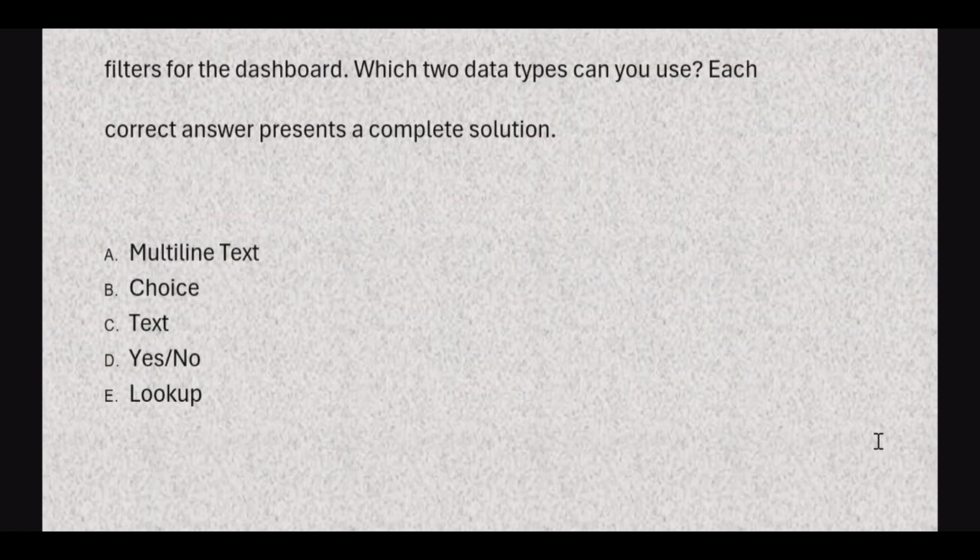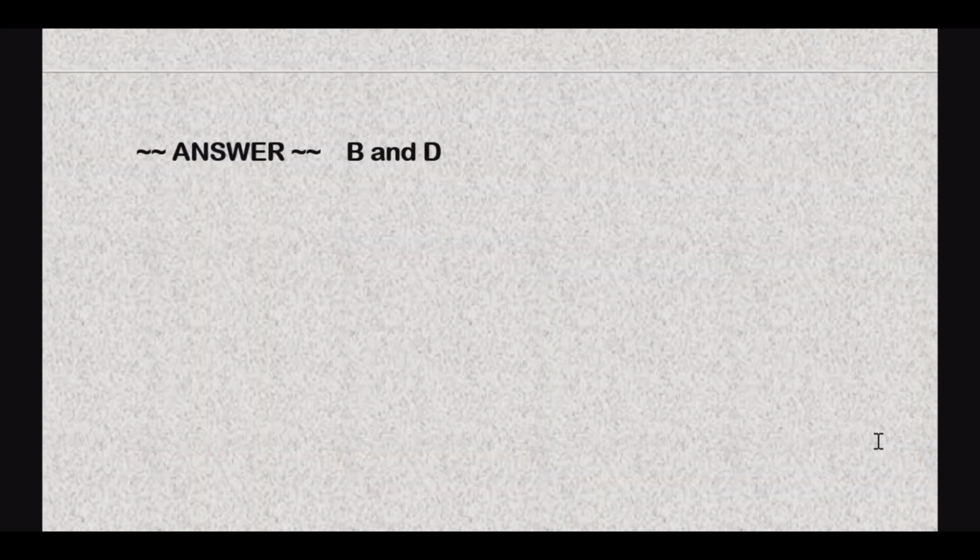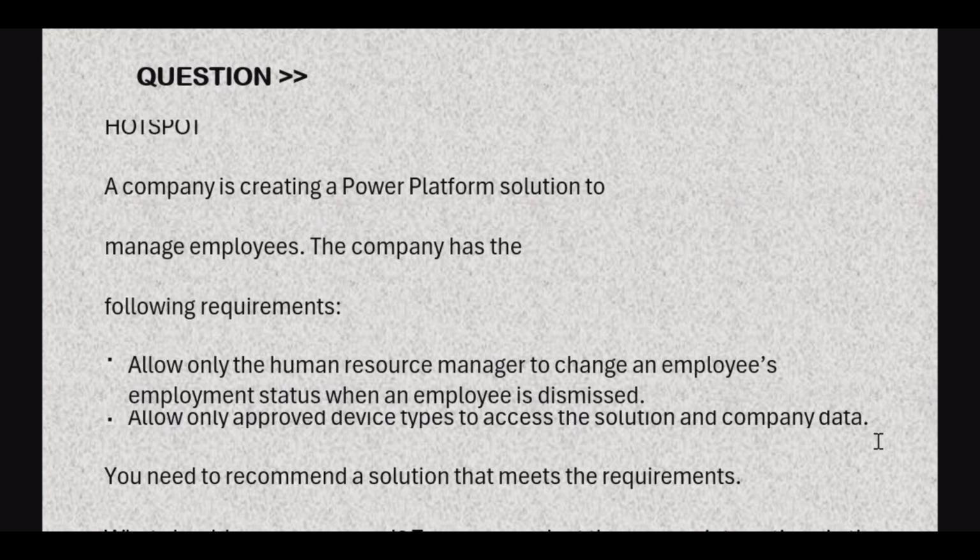The options are: option A, multi-line text; option B, choice; option C, text; option D, yes or no; option E, lookup. The correct answers are option B and D. Our next question is hotspot.